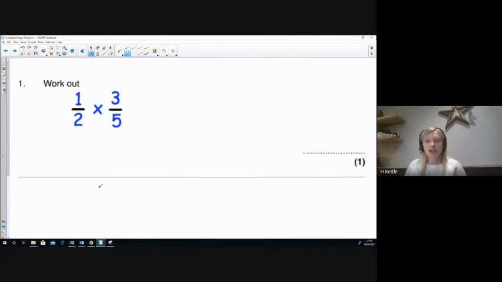Okay, multiplication of fractions. To multiply a fraction, we don't have to make the denominators the same. We only make the denominators the same for adding and subtracting. So for multiplying, we're just going to do the numerator times the numerator and the denominator times the denominator. So 1 times 3 is 3. 2 times 5 is 10.